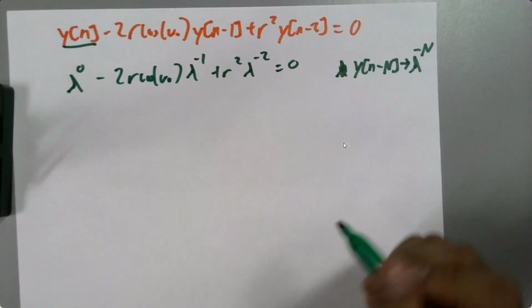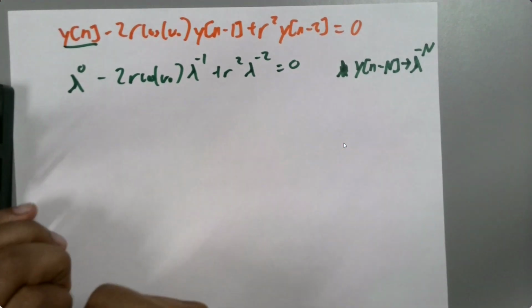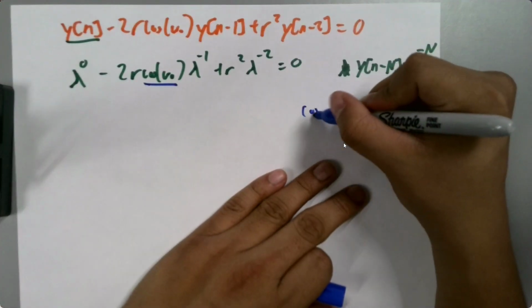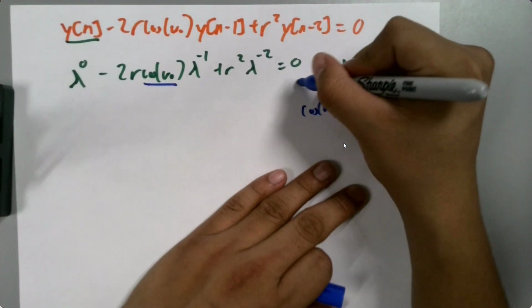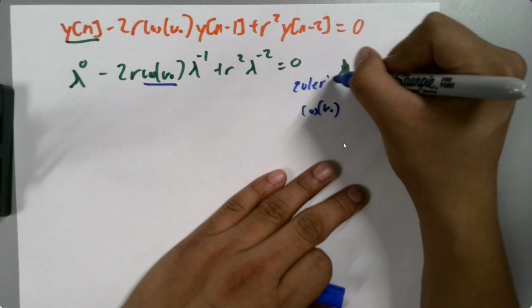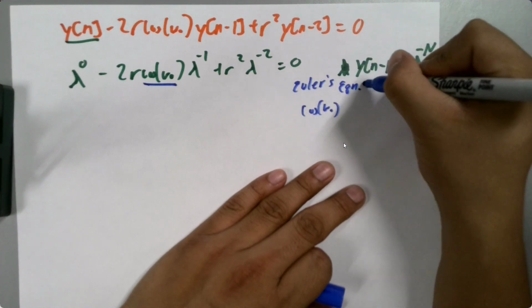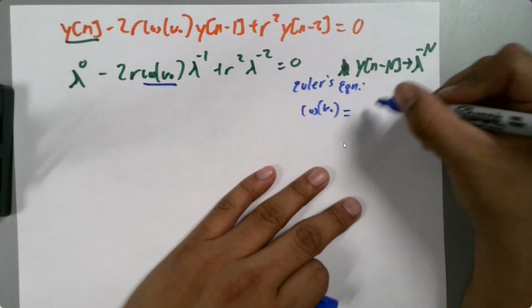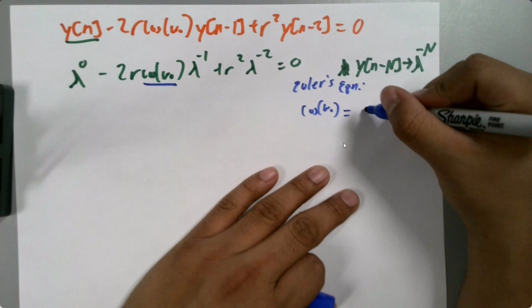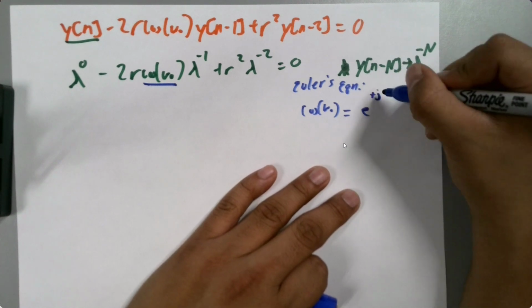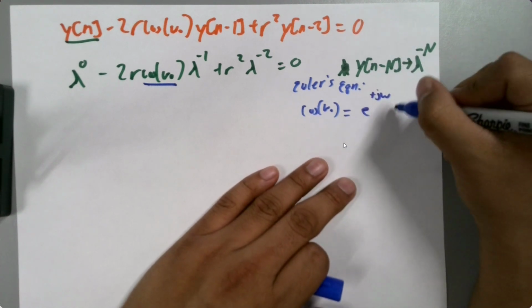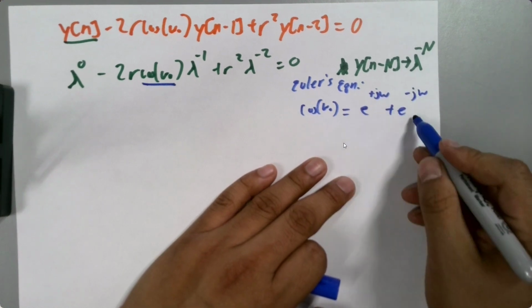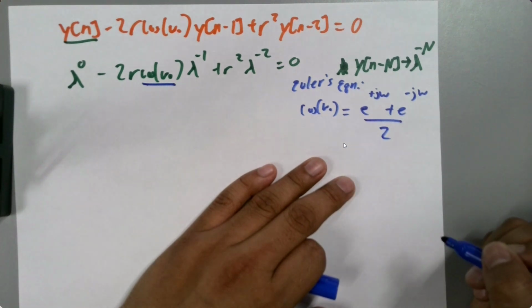Okay? And now the next thing is you have to learn this DSP trick. So here's cosine omega naught. We're going to go into Euler's equation, which basically states that cosine omega naught we can replace with its exponential terms: e to the positive j omega plus e to the minus j omega, positive frequency, negative frequency, divided by 2.